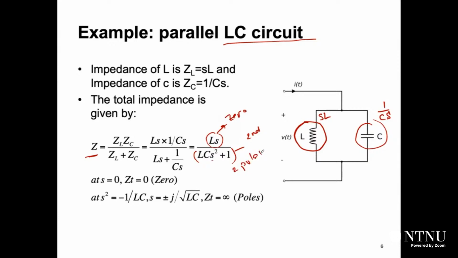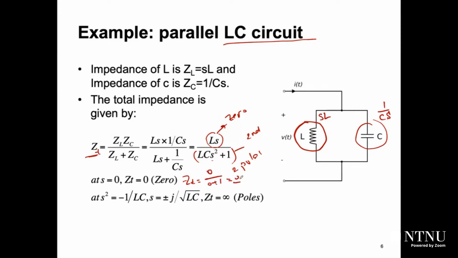How can we find the zeros? We need to substitute S equals 0. Z total should be equal 0, right? When we set S equals 0, what will happen for Z total? Z total will be L multiplied by 0, which is 0, divided by LC multiplied by S squared, which will be 0, plus 1.